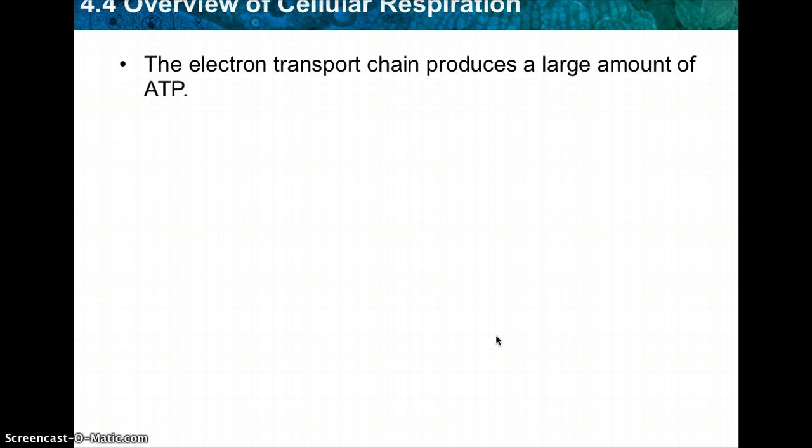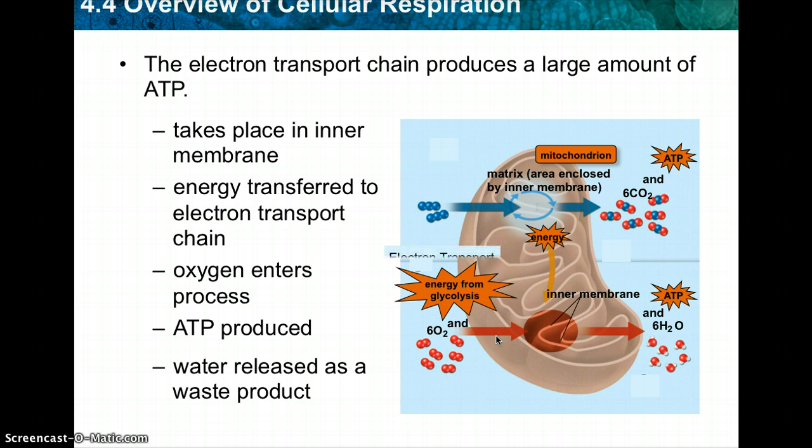So the electron transport chain produces the most ATP in the entire cellular respiration. It's going to take place in the inner membrane of the mitochondria. The energy is going to be transferred to the ETC. Oxygen enters into the process. ATP is produced. Water is released as a waste product. So this stage requires the reactants from the other two stages of the process, from glycolysis and the Krebs cycle.